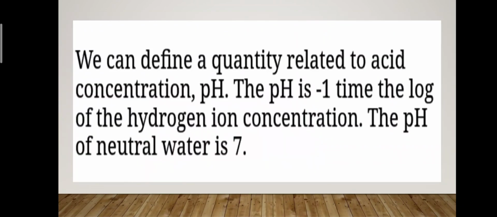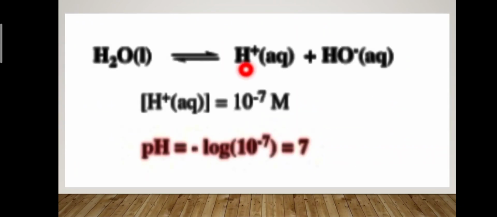H2O forming equilibrium H positive and OH negative. The concentration of H positive is equal to 10 raised to the power minus 7 M. Mathematically, pH is equal to minus log the concentration of H positive, that is minus of minus 7, which is equal to 7.